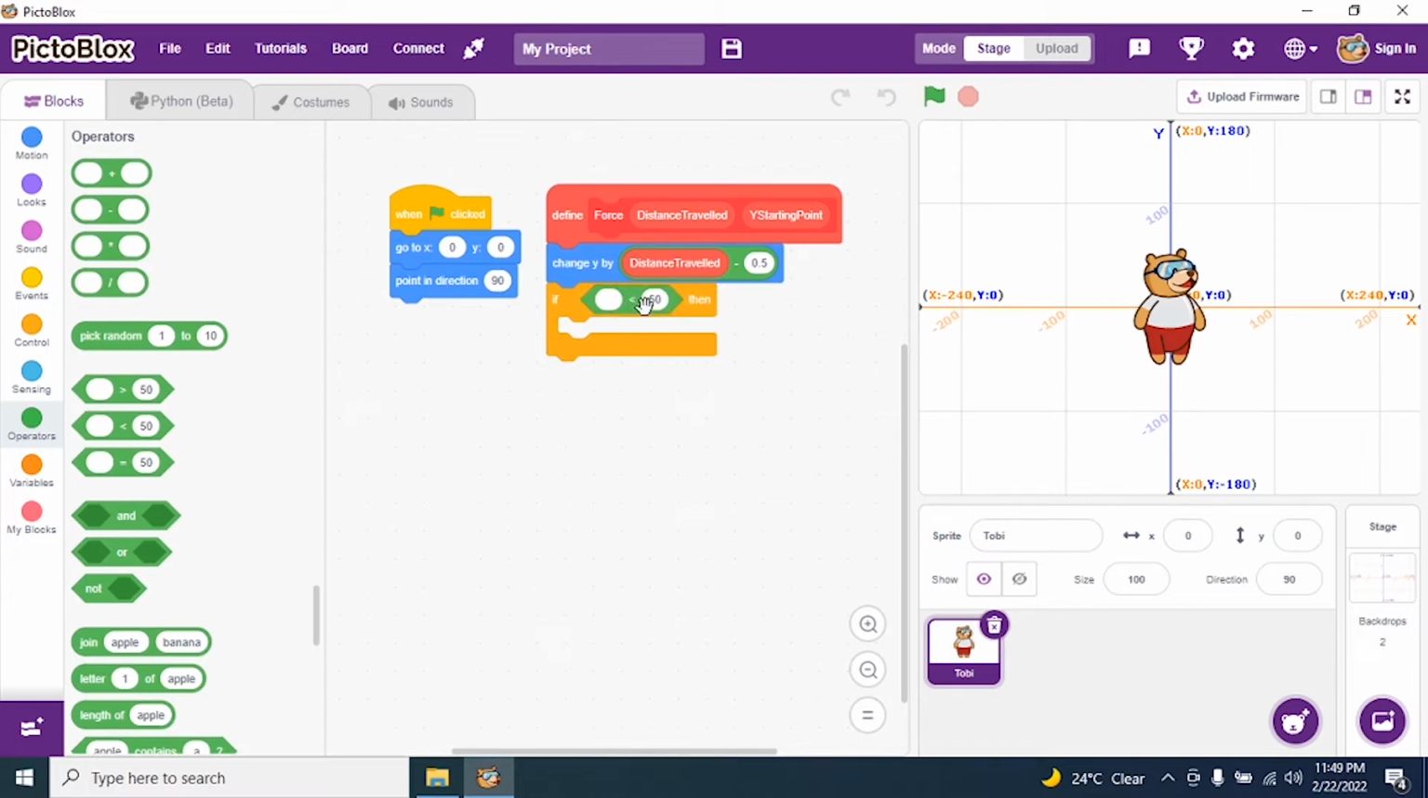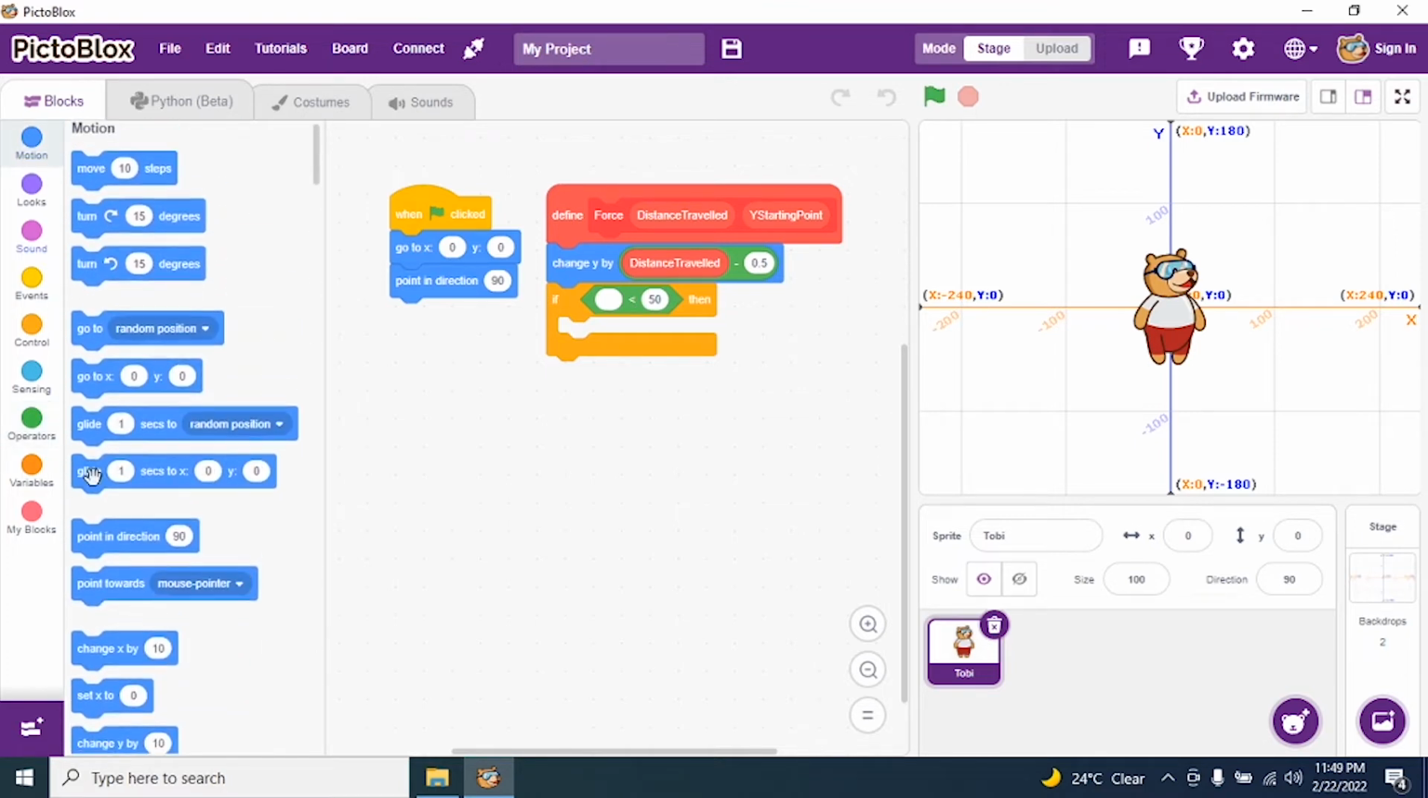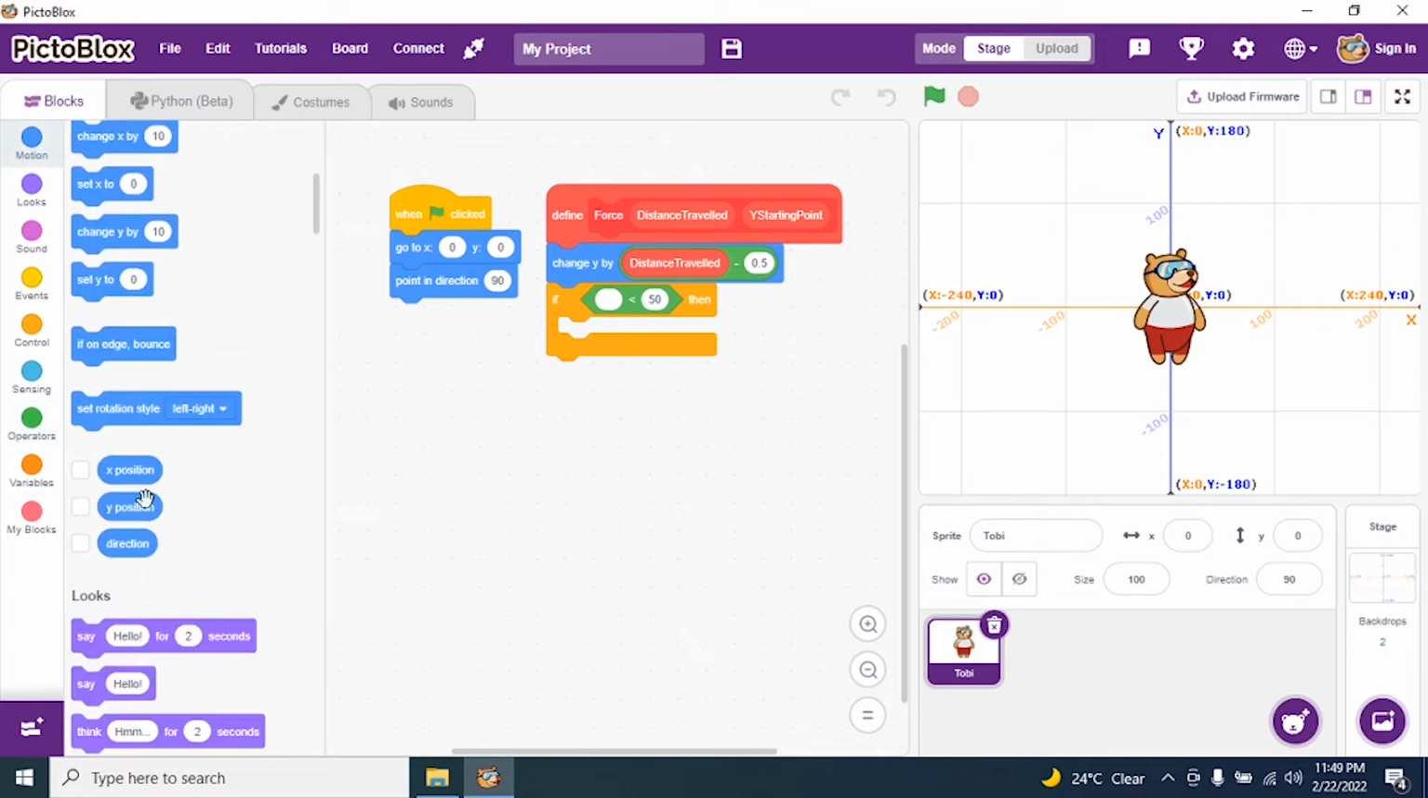Less than what? If y position is less than minus 130. What is minus 130? From where did I get this minus 130? If the y axis is minus 130, minus 130 in the graph.